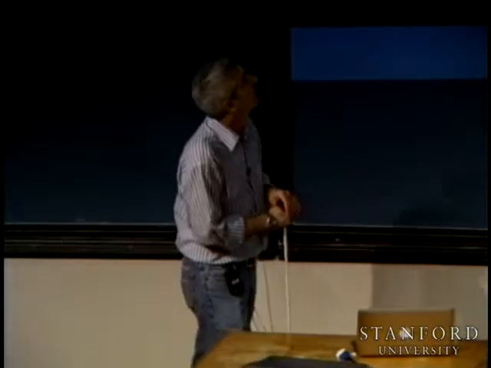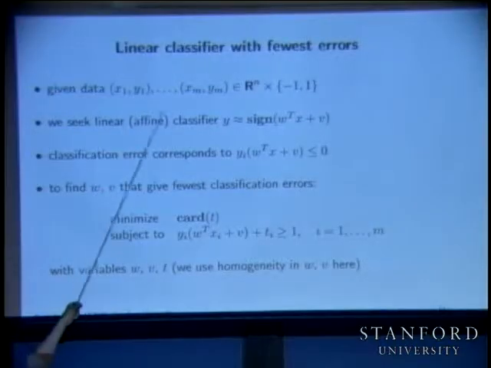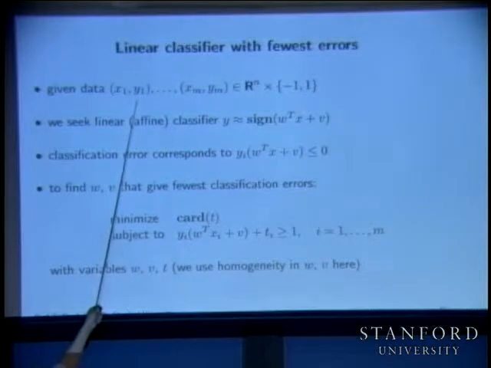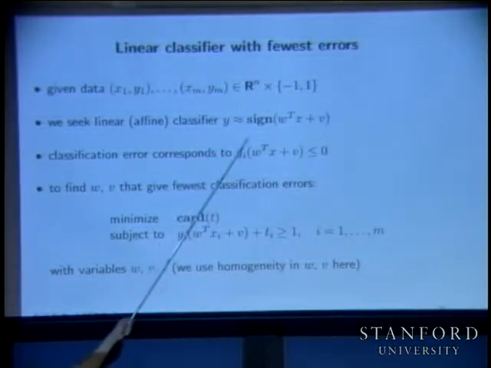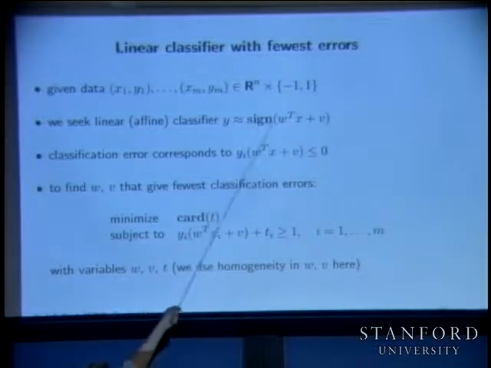Here's one: linear classifier with fewest errors. So we'll do some machine learning type stuff. I have a bunch of data: x_1, y_1 up to x_m, y_m. These are vectors, and these are binary labels, so they're plus or minus 1. And what I would like is to find a vector w and an offset v so that sign of (w transpose x plus v) is approximately y. Now, approximately equal means something like you make as few errors as possible.